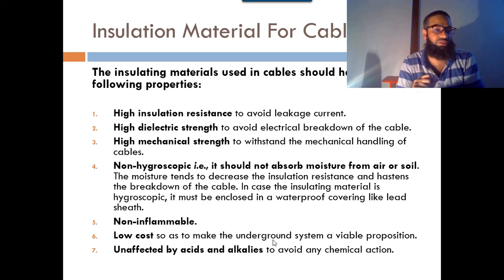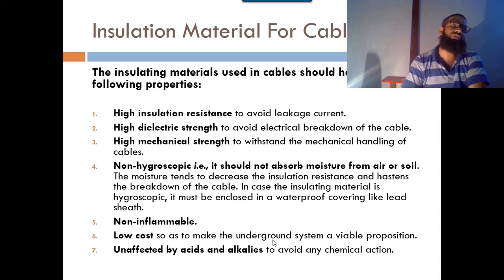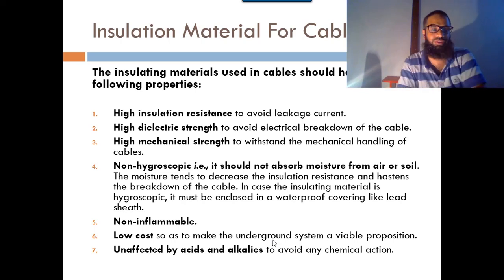Fifth one is it should be non-flammable, because when the current passes through it, its temperature increases. If it is flammable, then it will catch fire. So the material used for the construction of the wire should be non-flammable. Sixth one is, as you know, that underground cable has a special structure, so the chances of increasing cost are very high. So it depends on the engineers to design this cable with low cost. Underground cables have many advantages, but the major disadvantage is that its construction cost is very high. If we cut the cost, then it will be implemented in every country or every system.